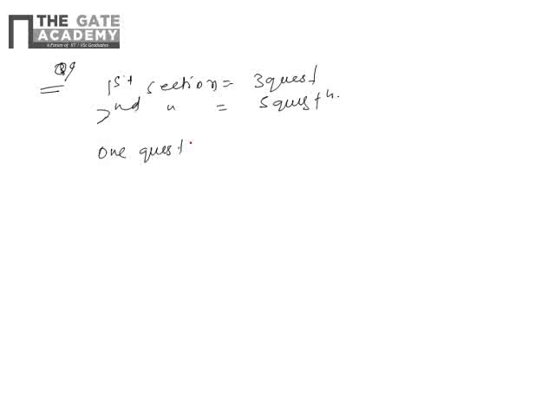So the number of ways in which the candidate can select questions from this paper is, okay, since the paper has two sections, the first section consists of how many questions? It consists of 3 questions, and the second section consists of 5 questions. And it is mentioned that one question from each section is compulsory. From each section is compulsory.